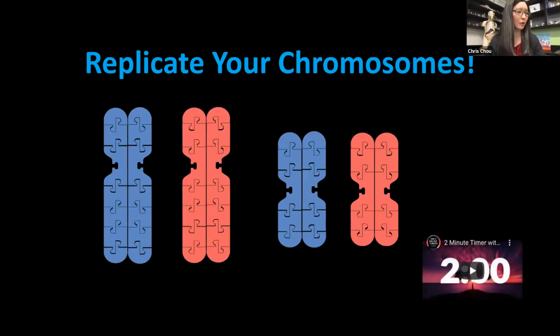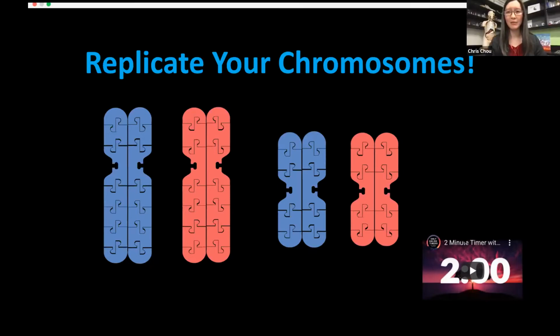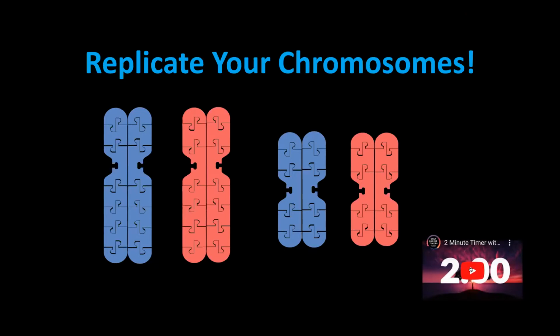Okay, now we're going to go through DNA replication and replicate your chromosomes. So for every chromosome you have, you're going to make identical copies. And I'm going to give you 2 minutes to do this as well.